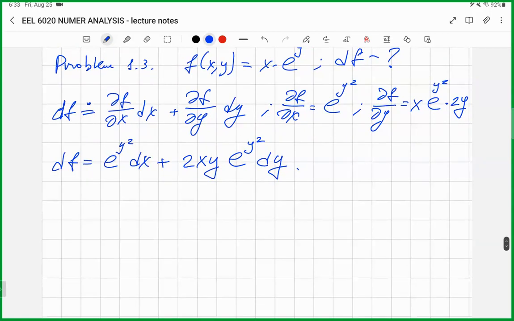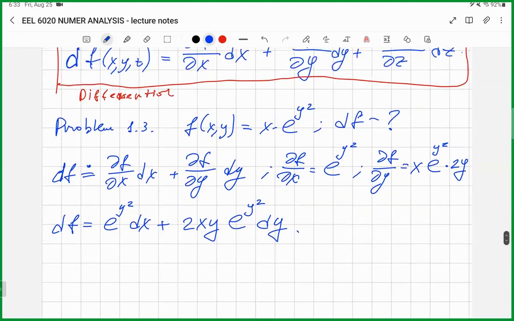Again, this is the total derivative, or differential, of a function, which describes how fast the function changes upon simultaneous change in x and y.